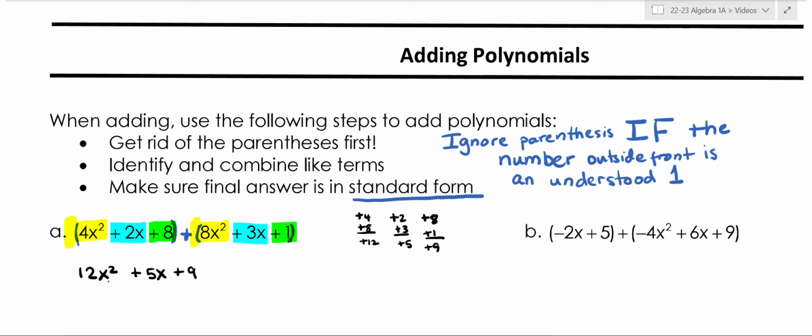All right, so let's check the degree. 12x squared, x is the variable, 2 is the exponent, so this one is degree 2. 5x, x is the variable, and the exponent is 1. 9 is a constant, so the degree is 0. But look, it's already from highest to lowest degree, 2, 1, 0. Booyah, standard form.